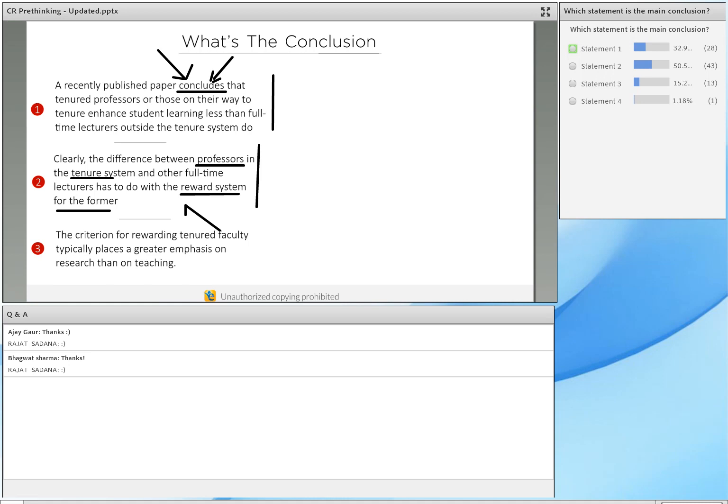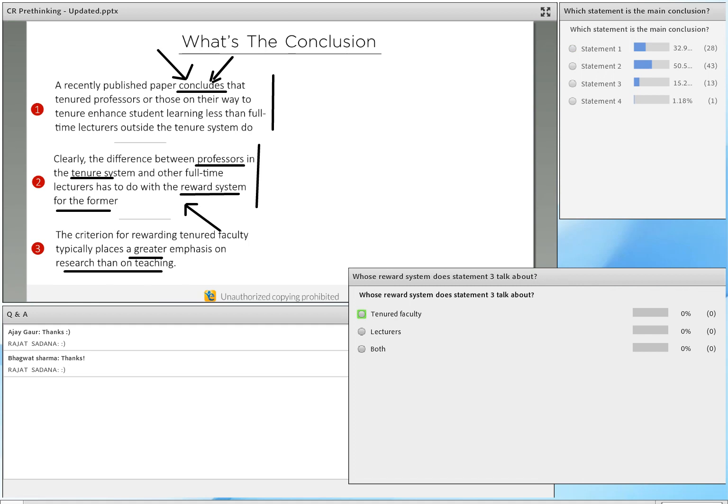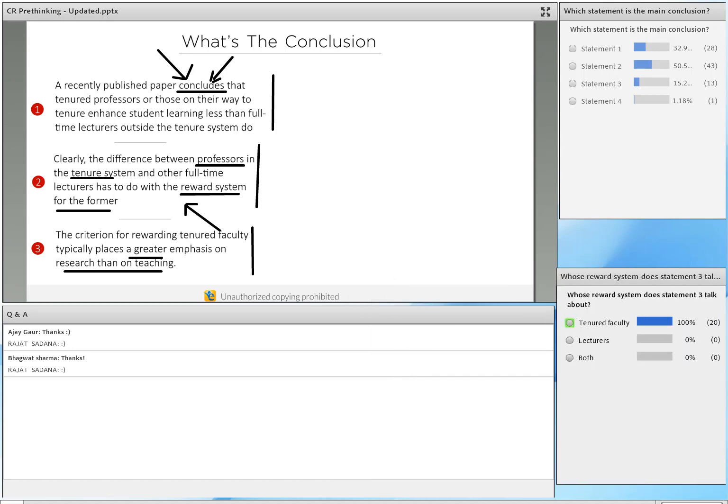And then statement number three is written to support statement number two, which is that the criterion for rewarding tenured faculty, which is professors, typically places greater emphasis on research than on teaching. So I want to ask another poll question over here. Whose reward system does statement three talk about? Does it talk about the reward system solely for tenured faculty? Does it talk about the reward system for lecturers, or both tenured faculty and lecturers?